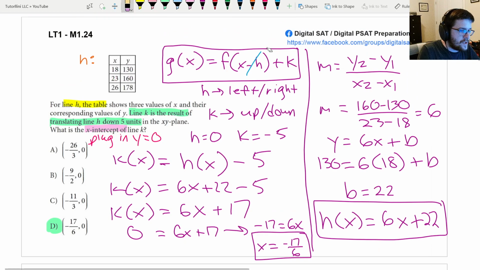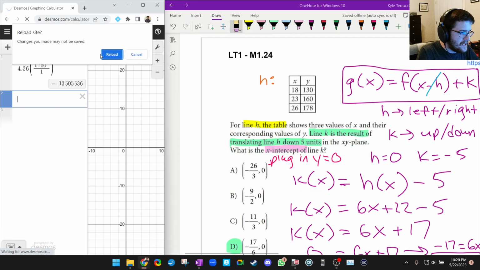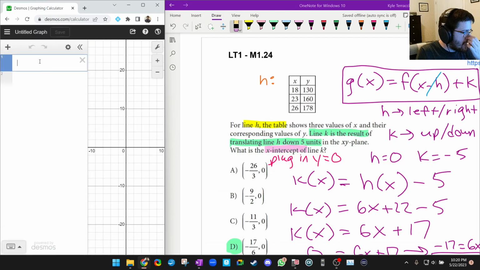Wow, that was a loaded question. Let's see if we can make that any easier by trying to use Desmos. So probably not going to be that much easier, but just to practice using Desmos. All right, so let's see.